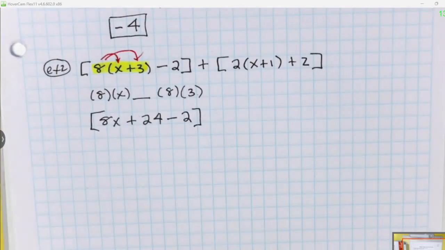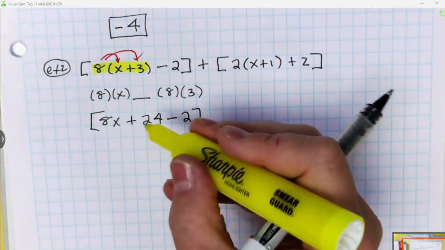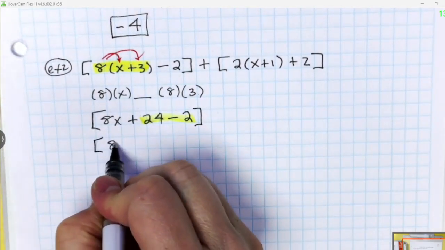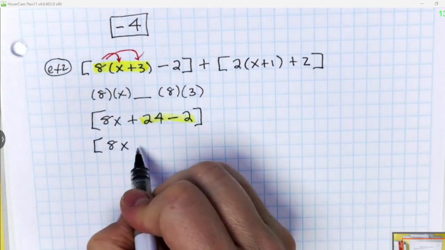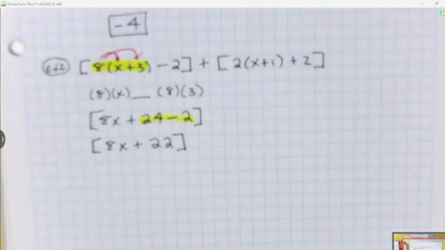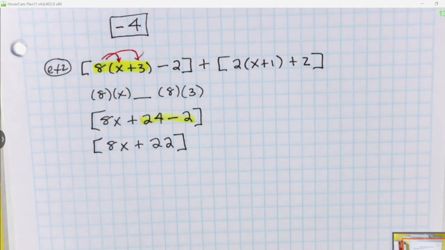Now I'm going to do everything I can inside these brackets before I move to the other brackets. So now we're going to add like terms. So the 8x isn't going anywhere because there's no other x's. So we're going to put together the 24 and the minus 2. So recopy the 8x. 24 minus 2 is 22. And I can't add those, so I am done with the left-hand brackets. Now we're going to go to the right-hand brackets.